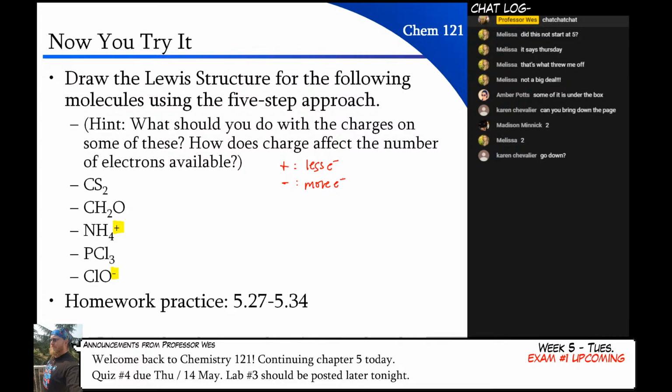So go ahead and draw the Lewis structures for these. Pop any questions you have in the chat. I'm going to hit mute, give you a few minutes of silence to do this, and then we'll go over the answers in just a bit.